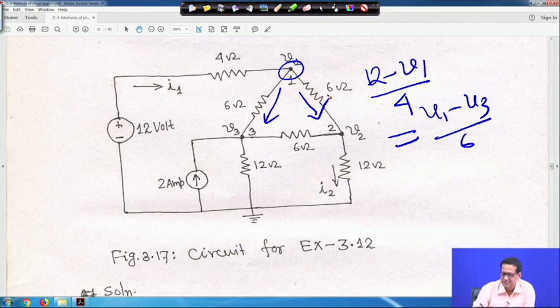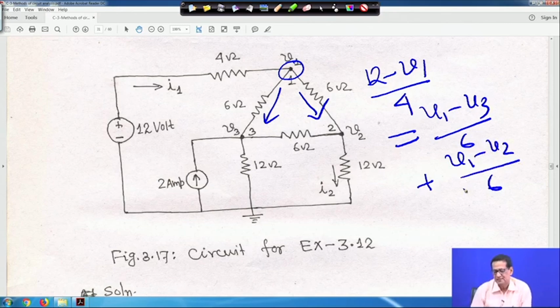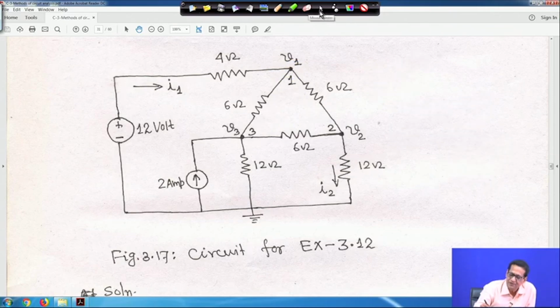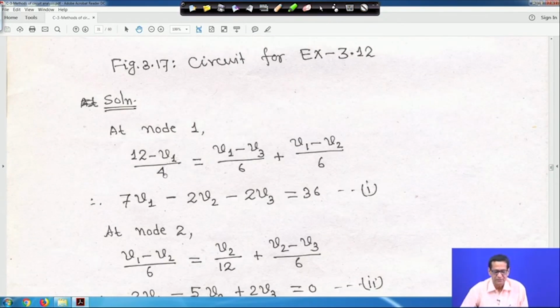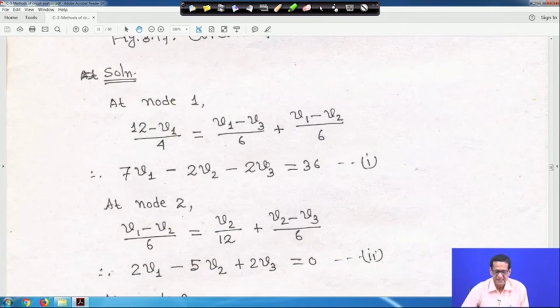So, this is I3 and I4 is actually plus your V1 minus V2 upon 6, right. So, this is your KCL at node 1. So, let me clear it, right. That means at node 1, the equation is written, 12 minus V1 upon 4 is equal to V1 minus V3 upon 6, right. Upon simplification, 7 V1 minus 2 V2 minus 2 V3 is equal to 36.